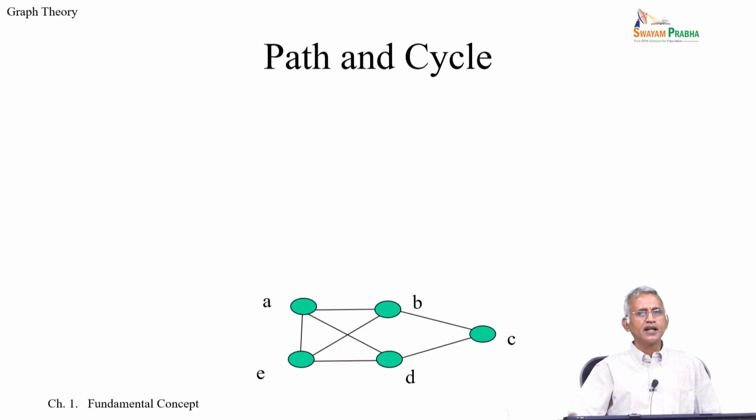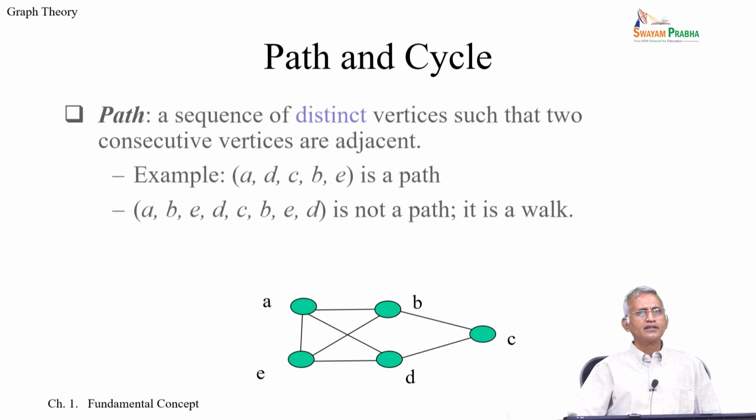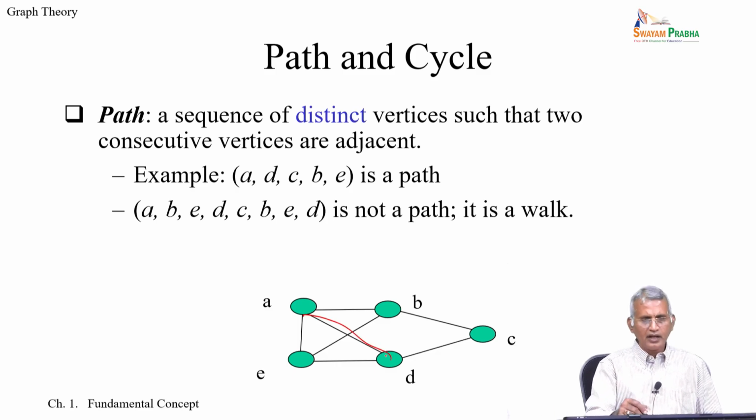Now, path and cycle. Let us start with the path. Suppose you take vertices A, B, C, D, E. A path is a sequence: A to D, right, and then D to C, and then C to B and then B to E. So, this is a path.